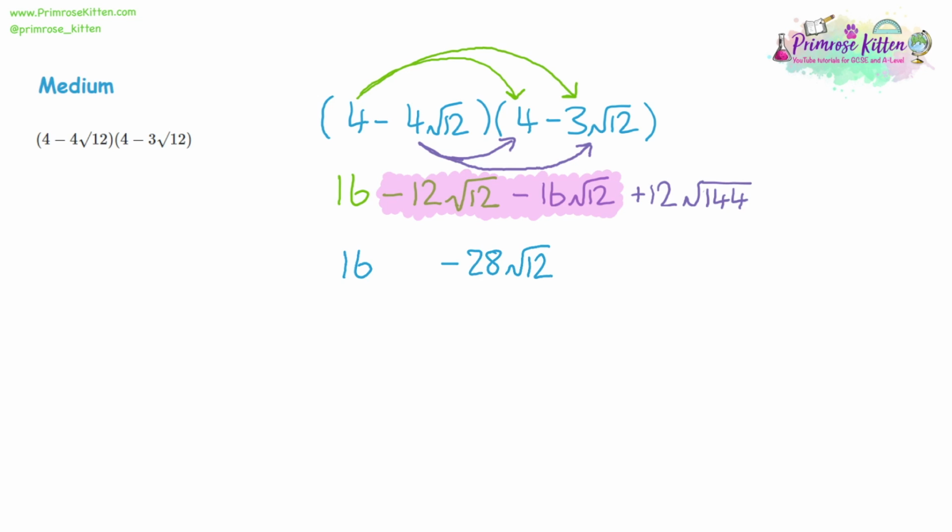And then when we bring down the next bit, so we can bring down the 12, but what's the square root of 144? Well, the square root of 144 is 12. It's a square number. So 12, you could say it's been multiplied by the square root of 144, or we could say it's been multiplied by 12.